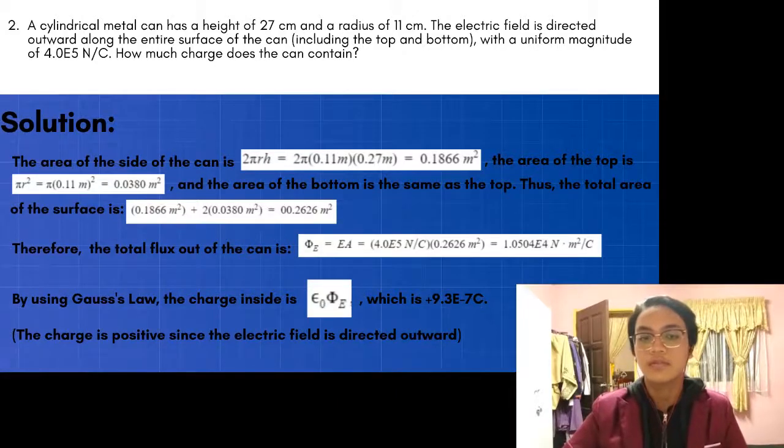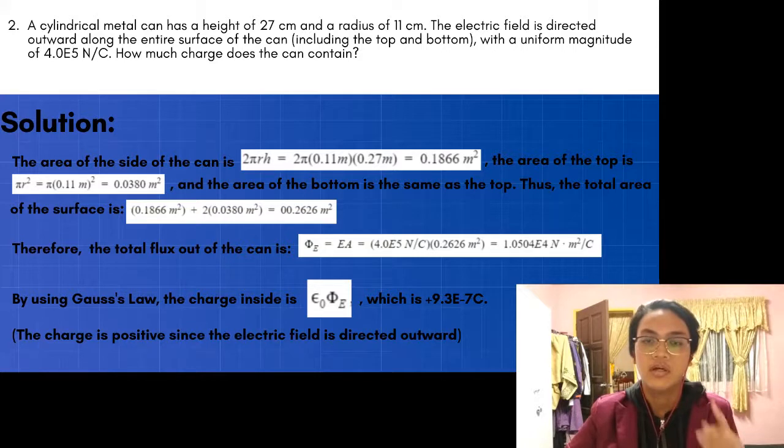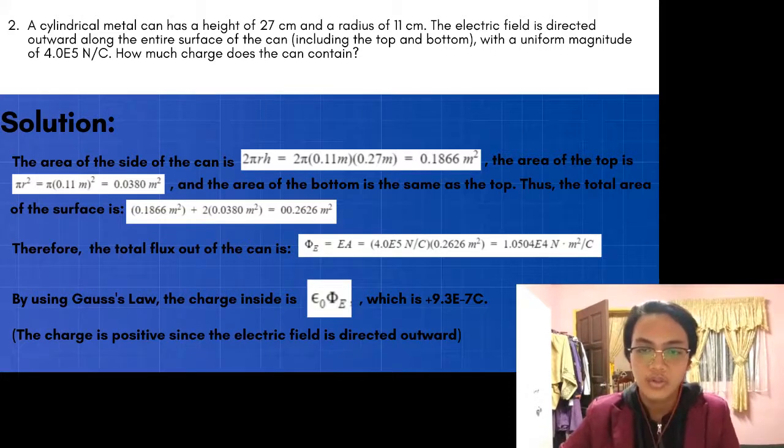For the second example, a cylindrical metal can has a height of 27 cm and a radius of 11 cm. The electric field is directed outwards along the entire surface of the can, including the top and bottom, with a uniform magnitude of 4.0 exponent 5 newton per coulomb. So, how much charge does the can contain? Alright, so this might seem like a confusing question, but no, actually.